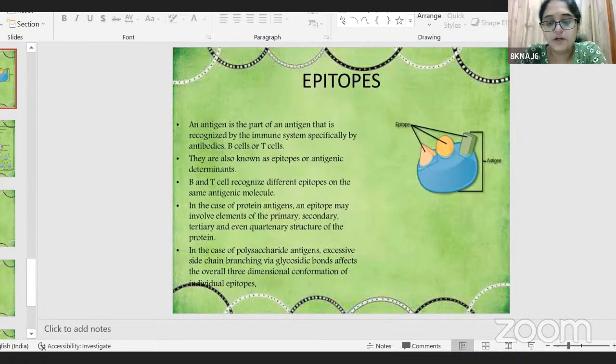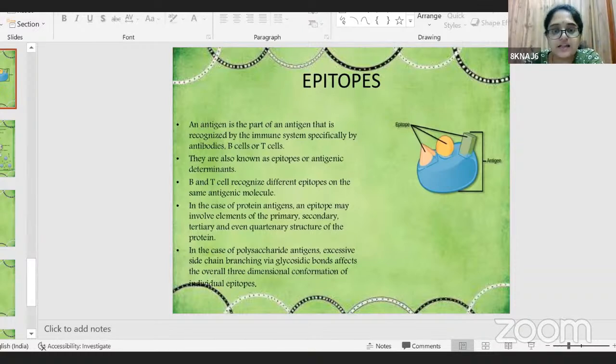So, epitopes, or antigenic determinants. This is a part of the antigen. It is the part that is recognized by the antibody or the B cell. This is the part that binds to the T cell receptor or the B cell receptor, and then the antibody comes and recognizes, okay, this is an antigen. So these are known as the antigenic determinants or the epitopes.